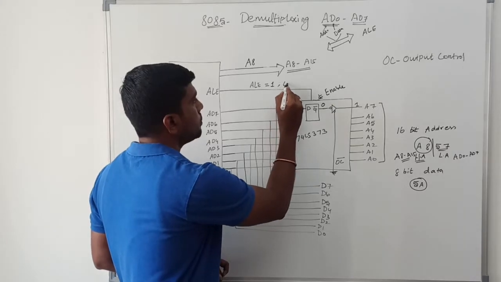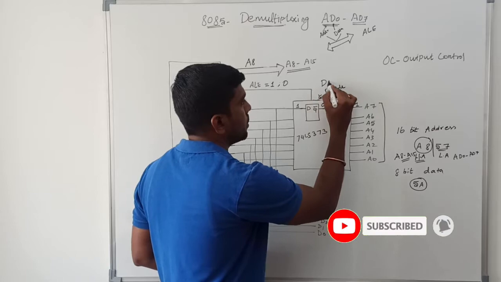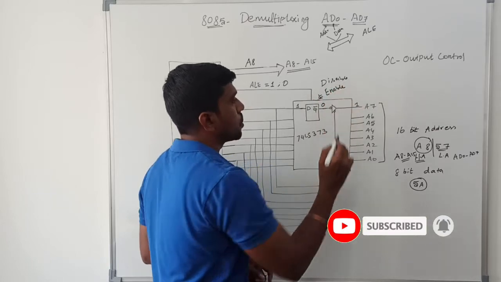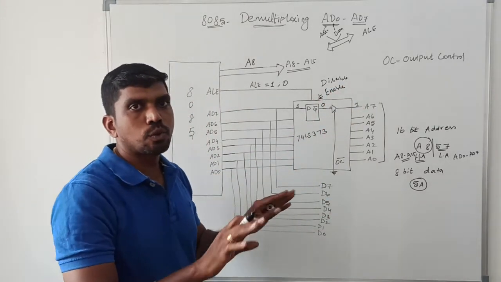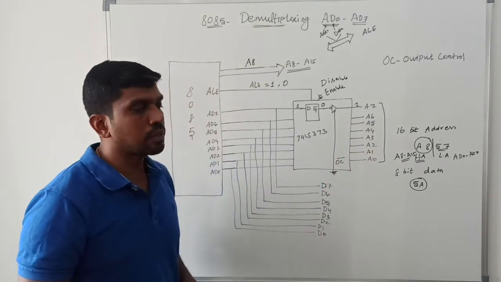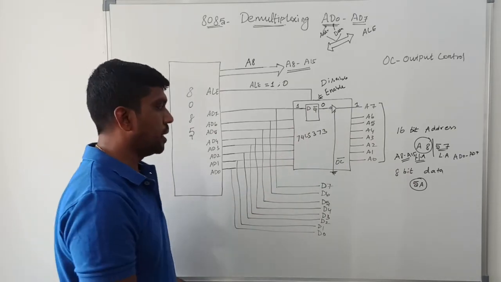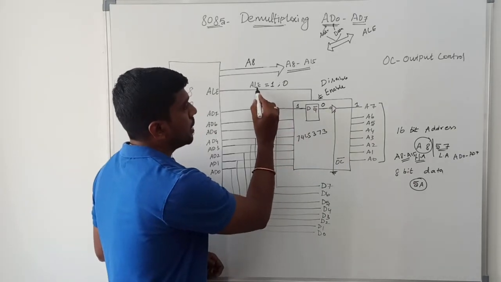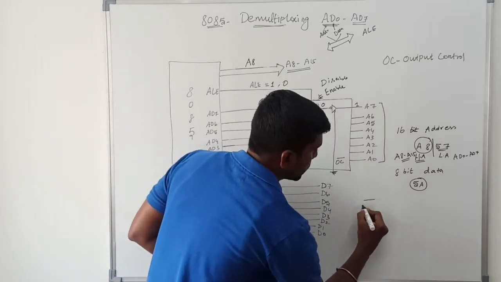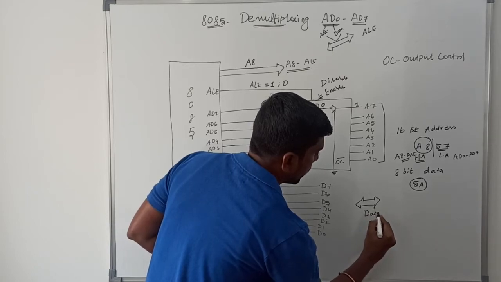Else, when ALE value equals 0, the latch is disabled. Once it is disabled, there is no operation, and no address lines are transferred to the output side. So it is blocking the address lines and only releasing the data. After ALE becomes 0, this AD0 to AD7 bus is only carrying the data.